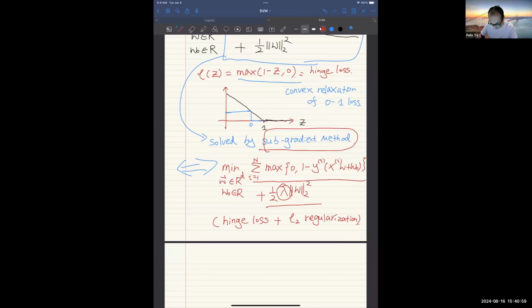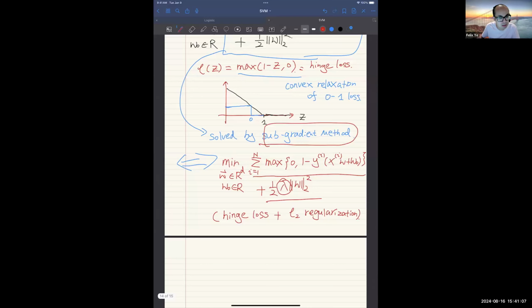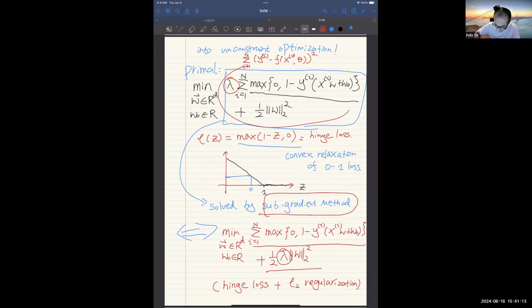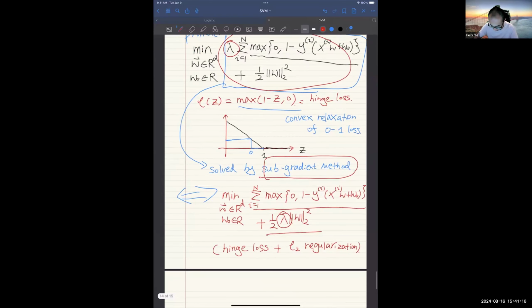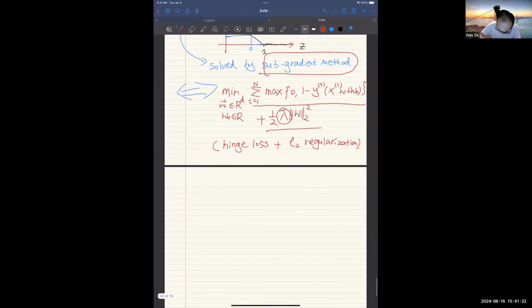Okay, so let's solve this problem. This is an objective already written down. Let's just use this one right here. So I'm going to call this the total loss, which is a function of w and w0. What we can do is take the partial derivative with respect to w.